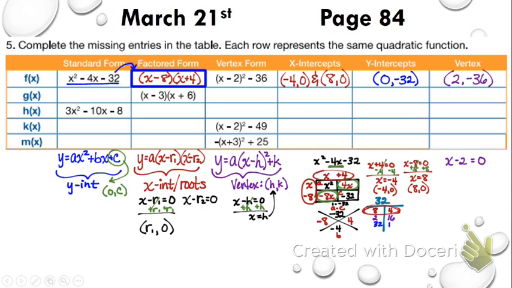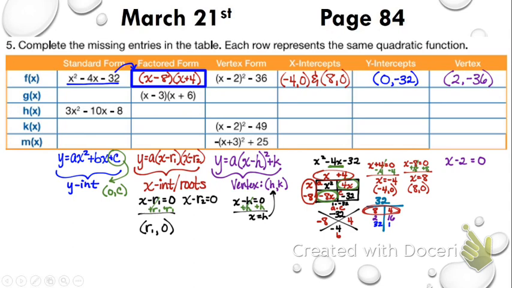Because anytime you see something inside parentheses, you do what with it? Set it equal to 0 to flip it, and so your sign is going to flip. Anytime you see parentheses, your sign is going to flip. Here, no parentheses, so it's negative 32.